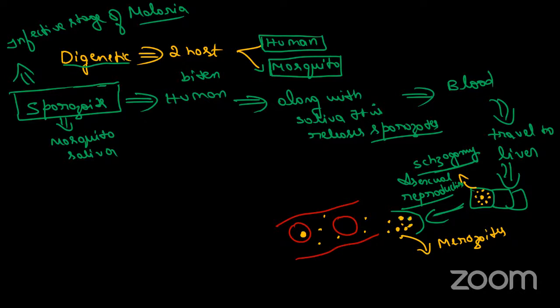In the RBC, what will happen? See here, in the RBC there is hemoglobin, right? What will it do? It will separate the heme and it will separate the globin. One minute, I will write it neatly so that you will not get confused.